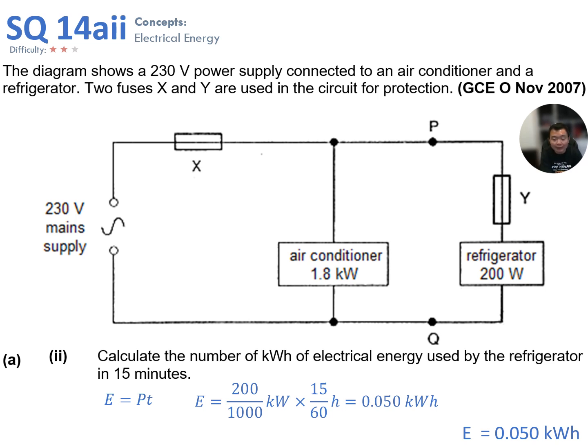So 200 divided by 1000 gets me the power value in kilowatt. And the unit for time should be in hours. So 15 minutes divided by 60 minutes will get you 1/4 of an hour. So this is how you can get the amount of energy used by the refrigerator to be 0.050 kilowatt hour.